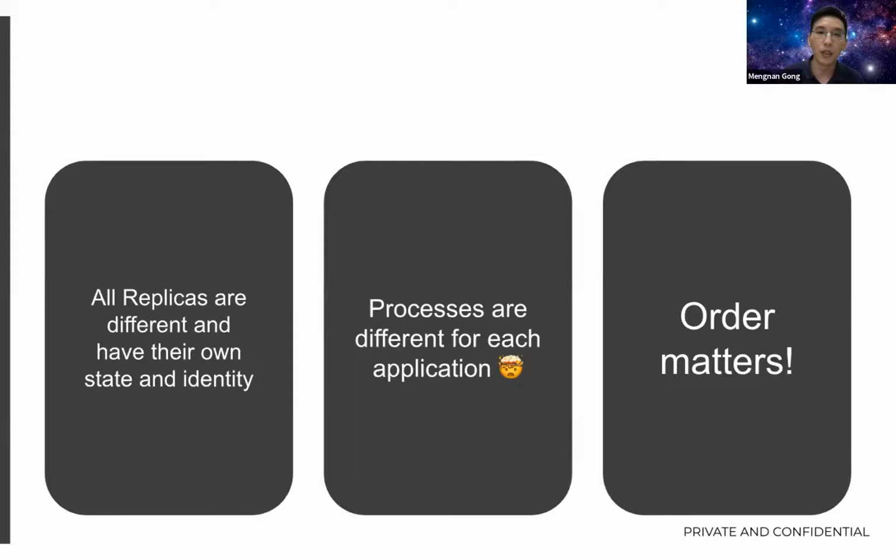The second point is that the processes are different for each application. Here are some examples: Elasticsearch, Kafka, or even MySQL. All of these you need to operate and maintain differently. There is no universal procedure for all of these applications, so it could be a heavy burden if you're running a lot of them. The last point is that order matters. Especially for distributed systems, you need to follow a certain sequence when you boot up or bring down nodes. You can't just randomly bring up or down any of the members in the cluster.